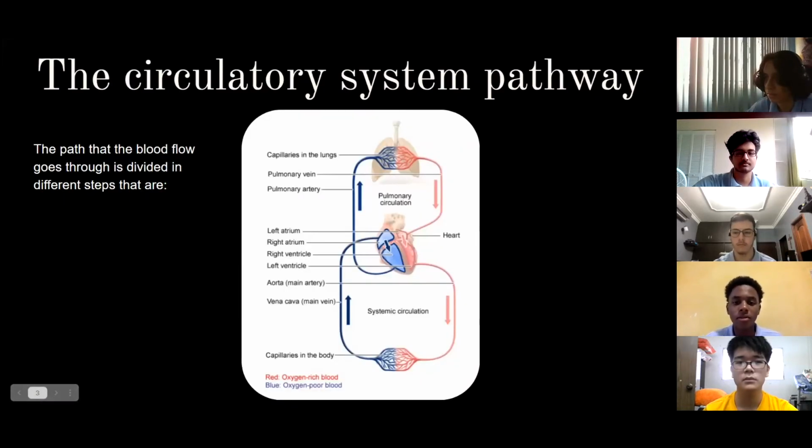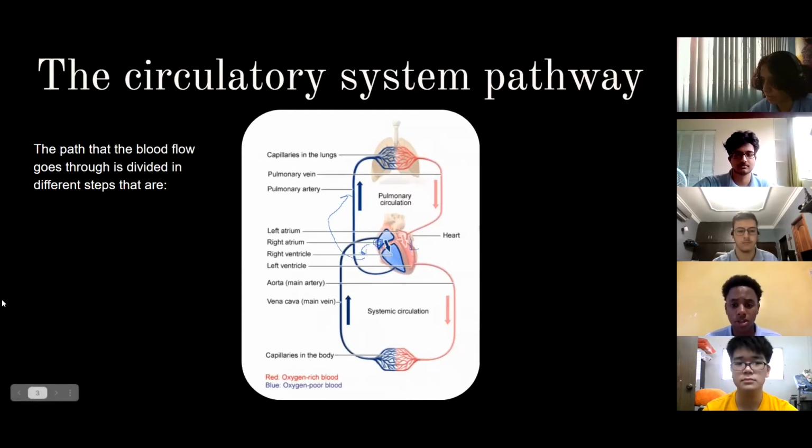The path that the blood flows through is divided into different steps. The right atrium receives oxygen-poor blood from the veins and pumps it into the right ventricle through the tricuspid valve. The right ventricle pumps the oxygen-poor blood to the lungs through the pulmonary valve. The left atrium receives oxygen-rich blood from the lungs and pumps it to the left ventricle through the mitral valve. The left ventricle pumps the oxygen-rich blood through the aortic valve out to the rest of the body.